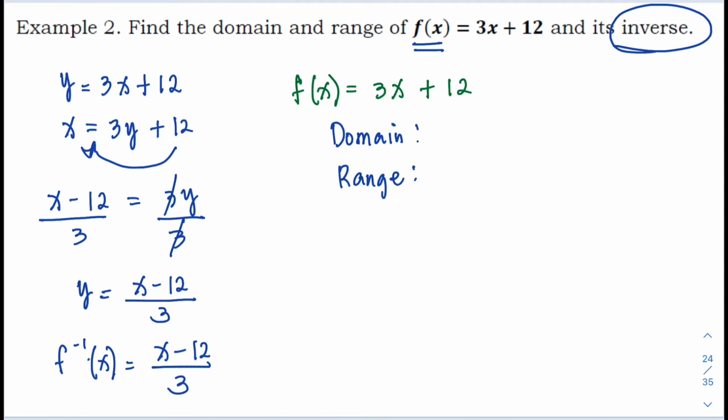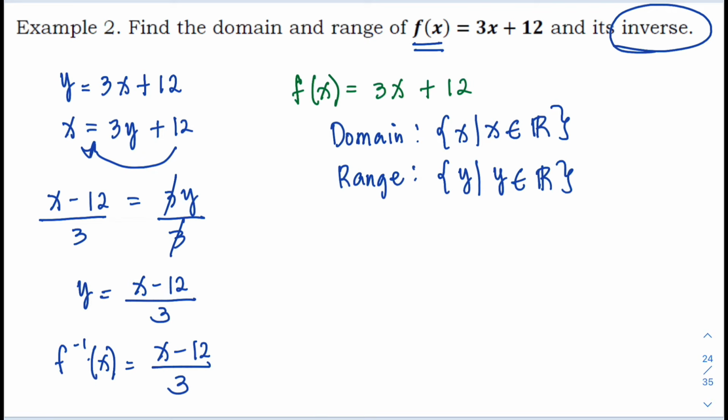Okay? So, ang domain, guys, ng ating linear function is palagi yung the set of all x such that x is the set of all real numbers. Okay? So, the same with y, no? So, the set of all y such that y is the set of all or any real numbers. Nakuha? So, ngayon, nakuha na natin yung domain and range ng ating original function.